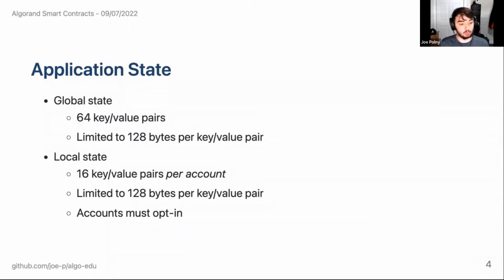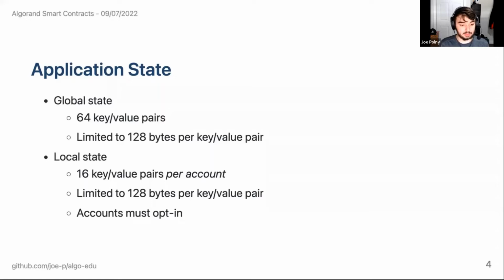And then we also have local state, which is the same 128 bytes, but we have 16 key value pairs per account. So what this basically means, let's say you have an application with 1,000 users. You would have 64 key value pairs for that application. But then for each of those 1,000 users, you could also have 16 key value pairs per account. So you would have 16,000 key value pairs in total.